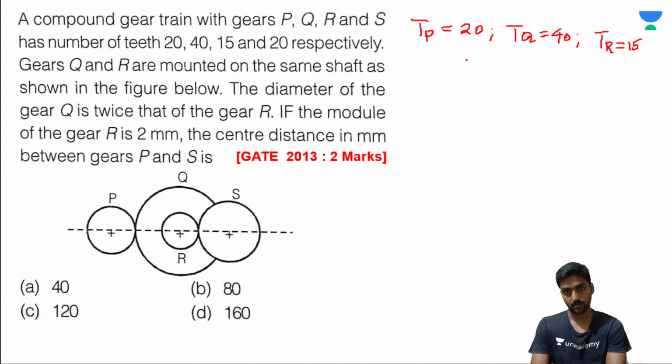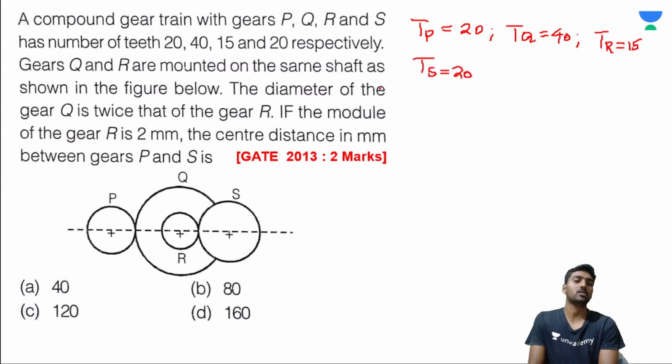Q and R are mounted on the same shaft, as shown in the figure below. Q and R form a compound gear. Is it okay? Compound gear. Next, we will explain the details.